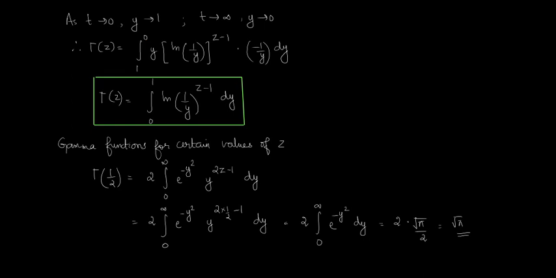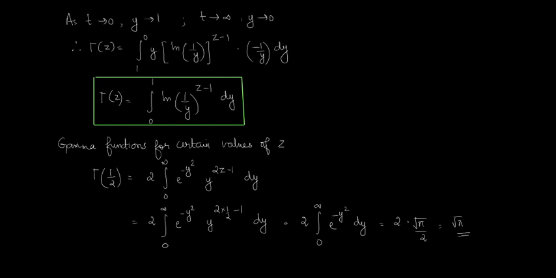The integration limits become like this, and your substitution goes here, and gamma of z can also be defined like this. See, you have a minus sign here, so you can just interchange the limits and make the integral a positive one. So you have 0 to 1 log 1 by y raised to z minus 1 dy. That is also another form for gamma function.